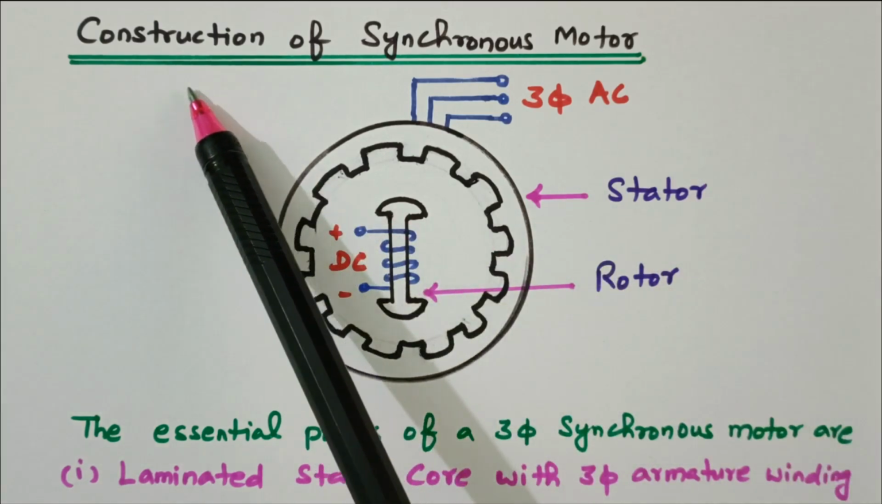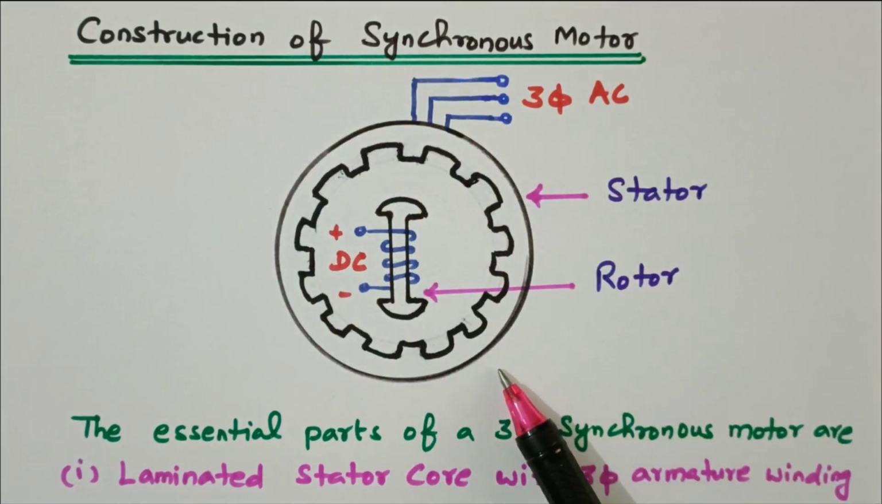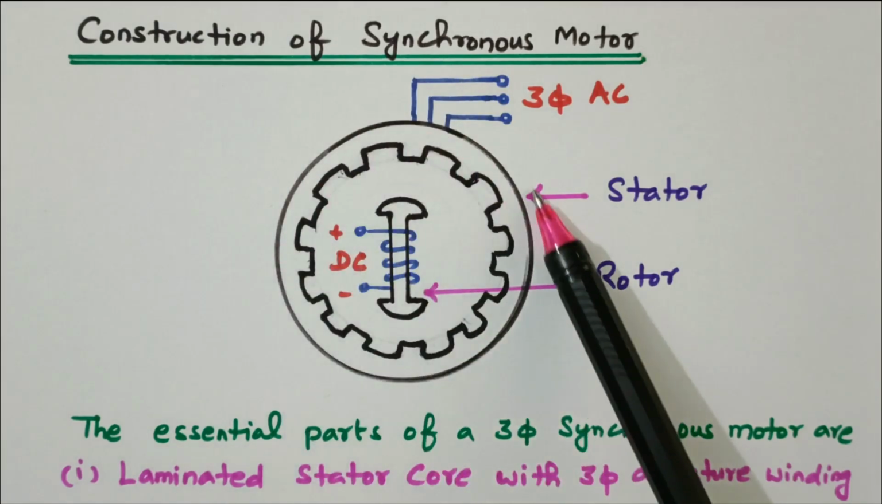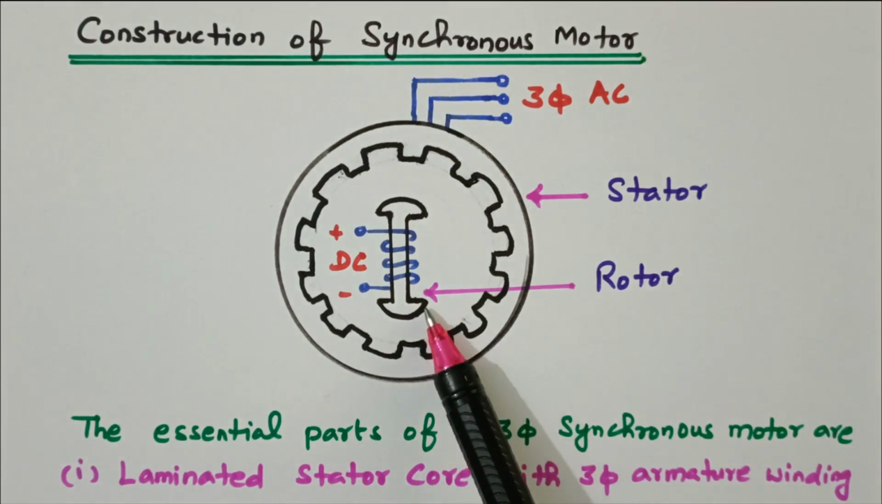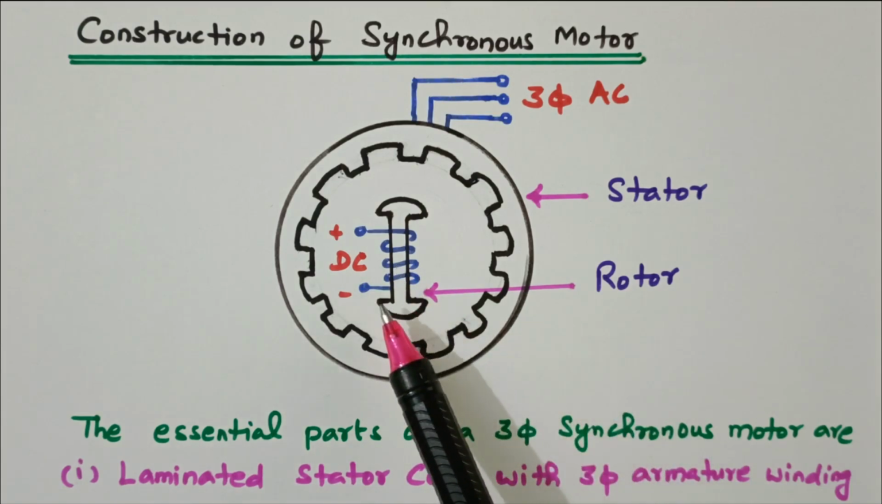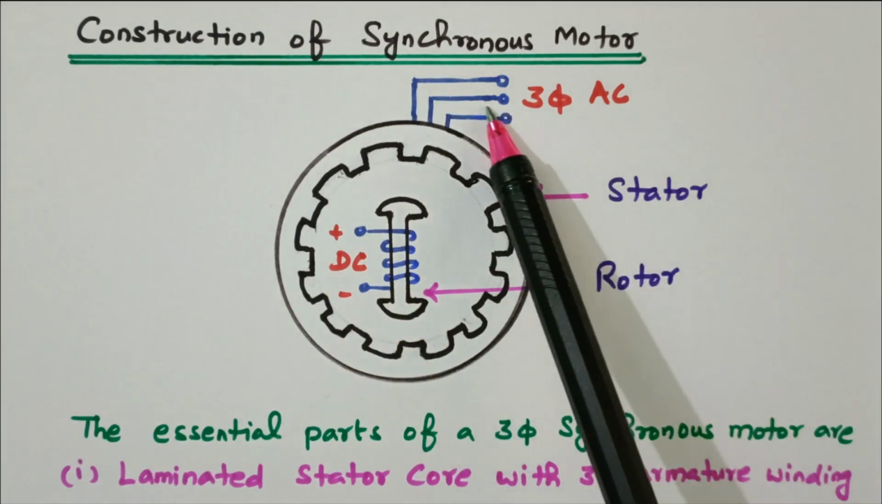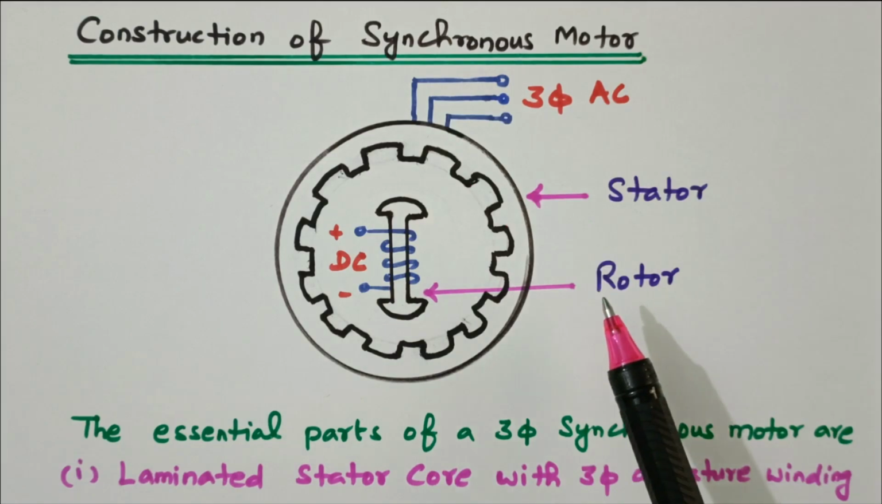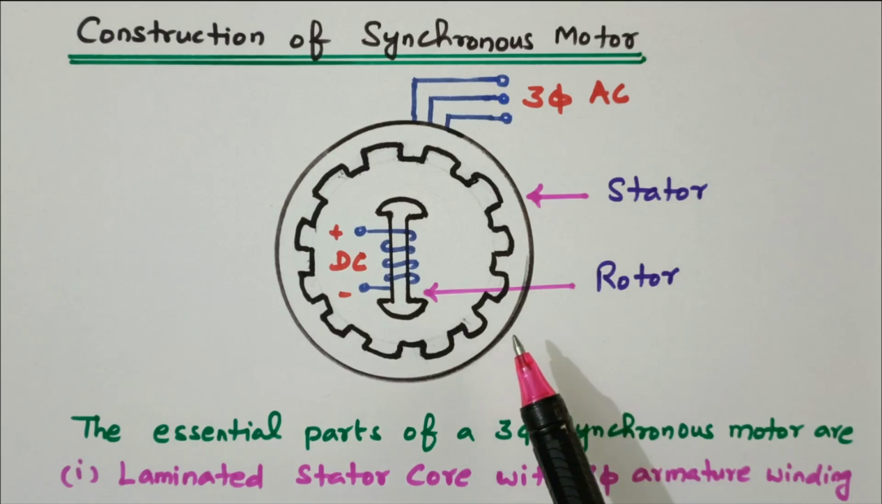Three-phase synchronous motor, construction of synchronous motor. So the diagram is available. We know that the motor has a stationary part, the stator, which contains the armature winding, and the rotating part, the rotor, which also contains a winding. It is excited by the DC supply, and the three-phase AC supply is given through this. So we have the stationary part, the stator, and the rotating part, the rotor.